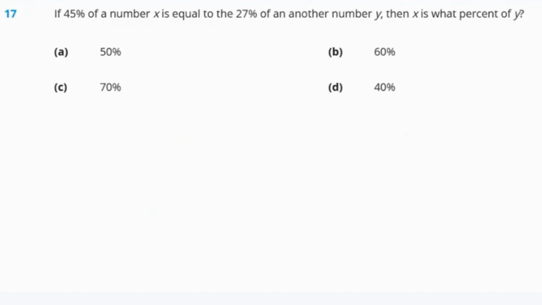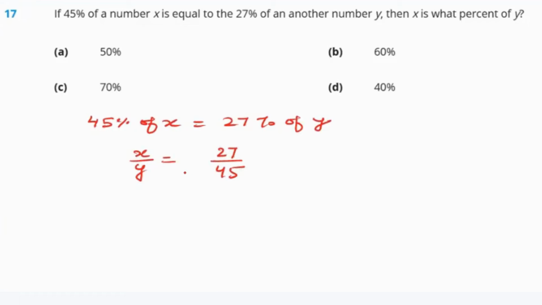Now let's move to question number 17. It says if 45% of a number x is equal to 27% of another number y, which means 45% of x is equal to 27% of y. If we write it this way, x by y is equal to 27 by 45. When we solve it, we get x by y is equal to 3 by 5.